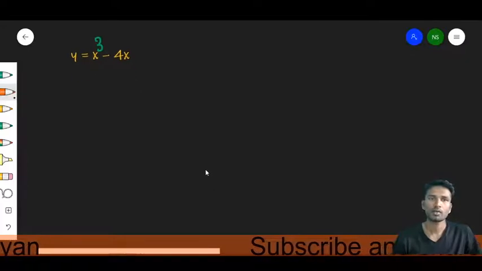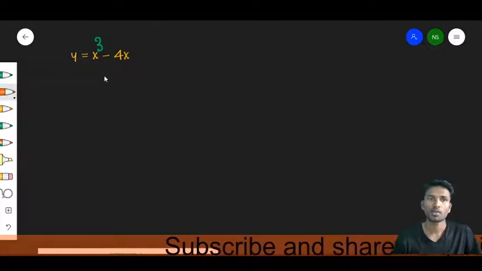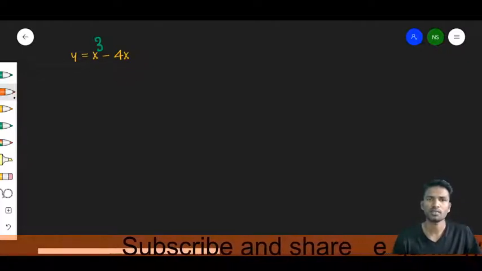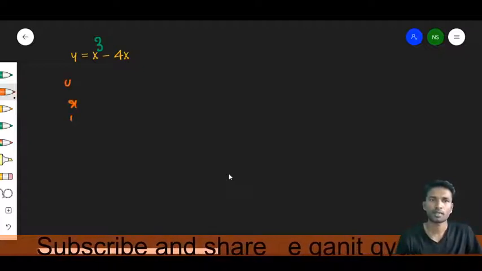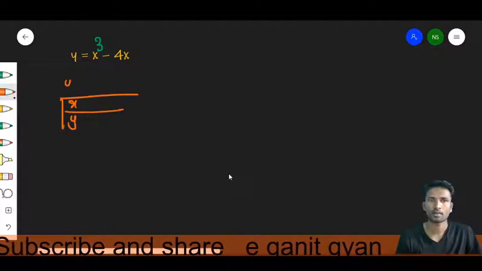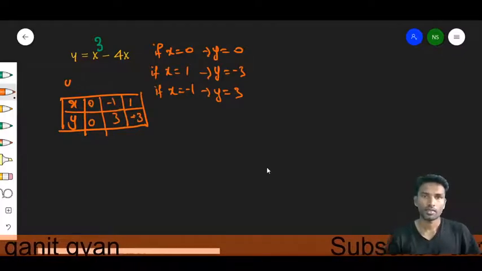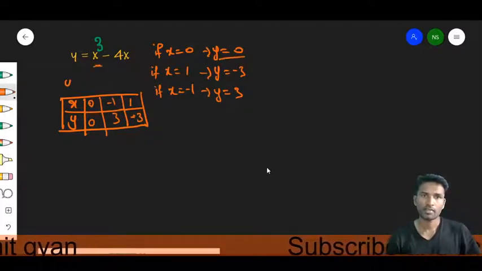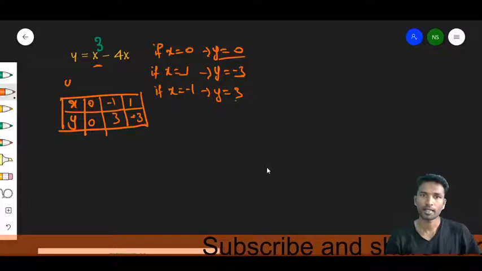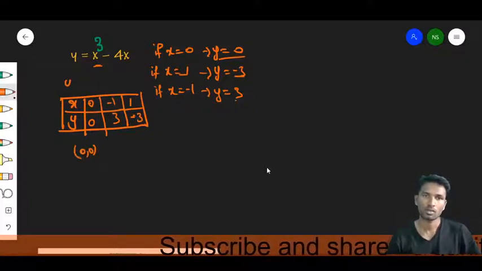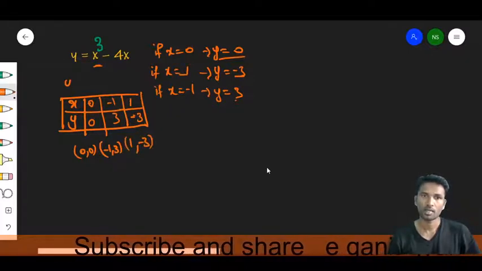If we see a cubic polynomial here, we have one cubic polynomial, y is equal to x cube minus 4x. Let me find some points. If I take x value 0, I will get y value 0. If I take x value 1, 1 cube minus 4 is minus 3, and if I take minus 1, I will get plus 3. So the points are 0, 0, minus 1, 3, and 1, minus 3. These are the points which I am having here.